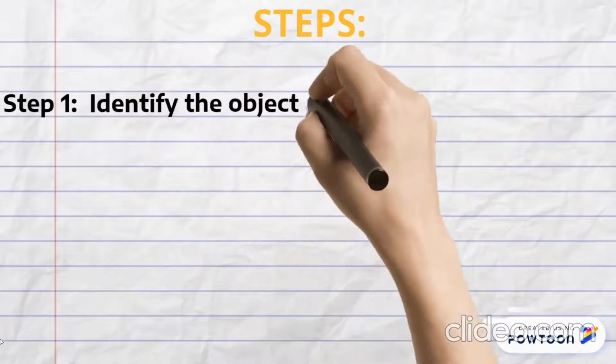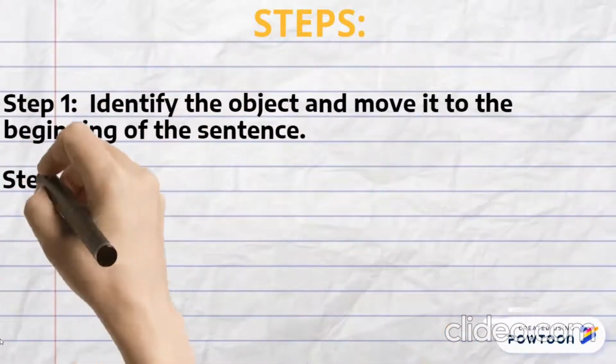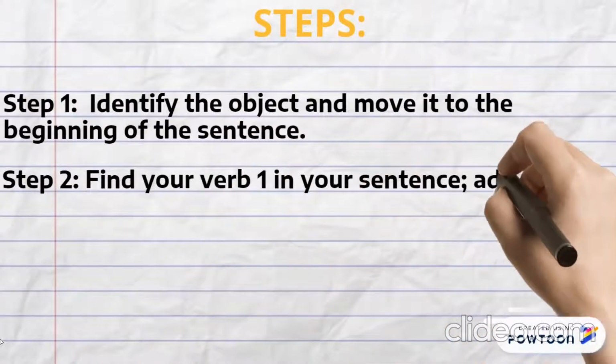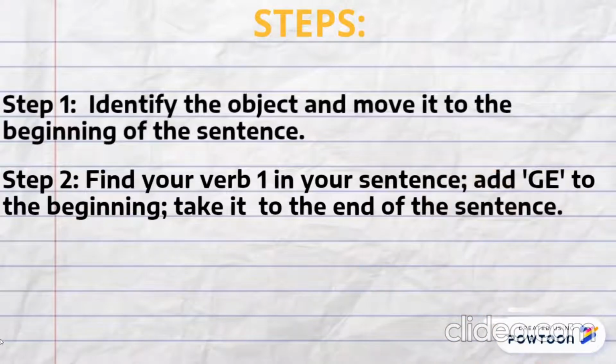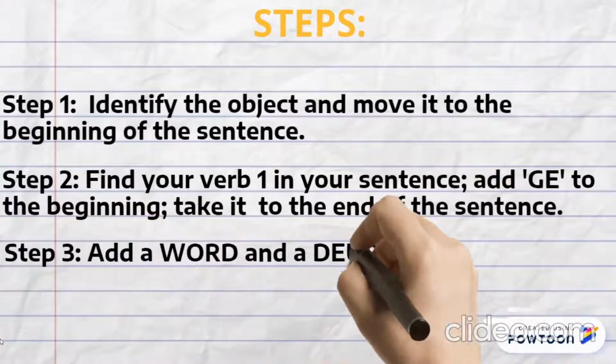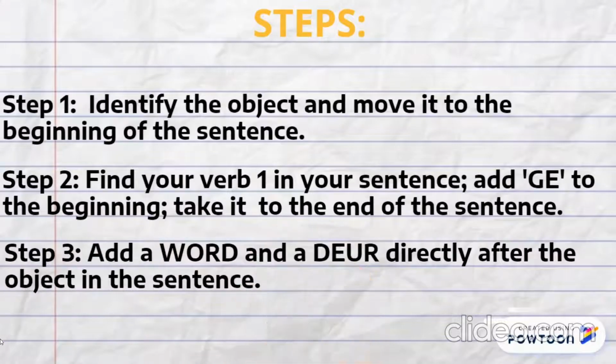The steps. Step 1 is to identify the object within the sentence and move it to the beginning of the sentence. Step 2 is to now find your verb in your sentence and add ge to the beginning of it and take it all the way to the end of the sentence. Step 3 is the most important step for teenwoordige leidende form. When converting a present sentence to passive in Afrikaans, we always add the words word and die directly after the object in the sentence.